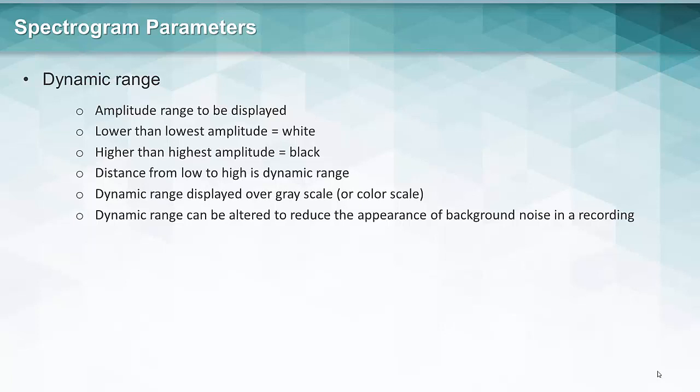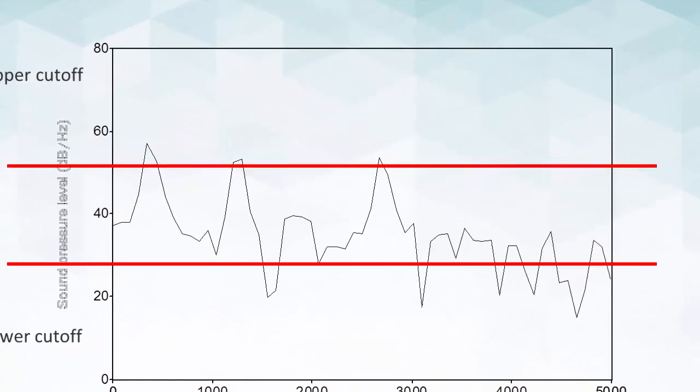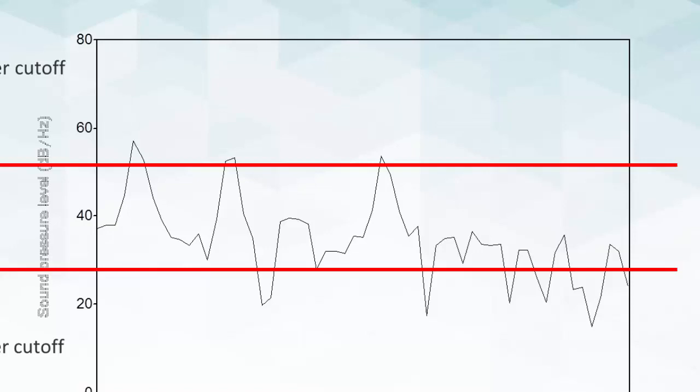This can be handy if there's some background noise in your recording. You may be able to set the low cutoff high enough that that noise doesn't display. Here's a visual for the dynamic range applied to a spectrum that is typical for speech. The low and high cutoffs can be set so that only the loudest parts of the sound show up as pure black. Only the quietest parts of the sound show up as pure white. By setting the dynamic range like this, we can show as much of the amplitude variation in the speech as possible over the grayscale.